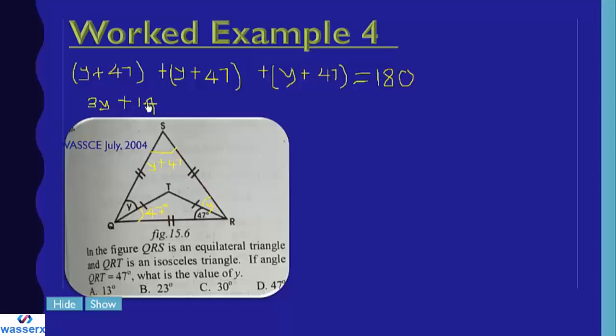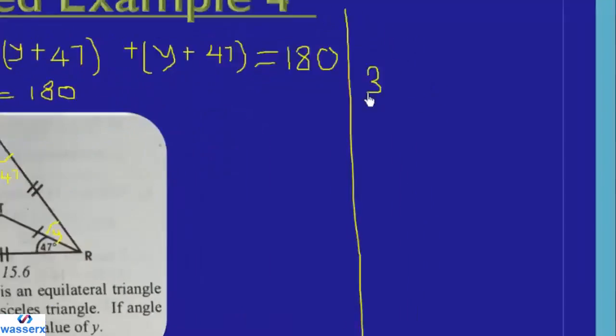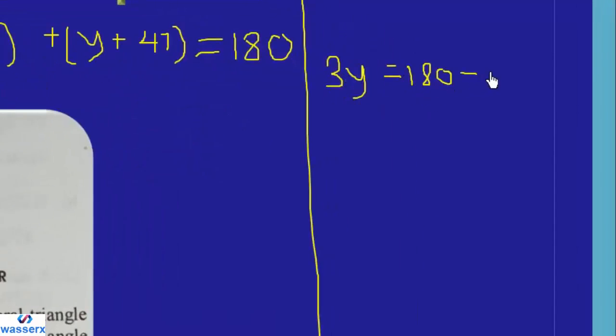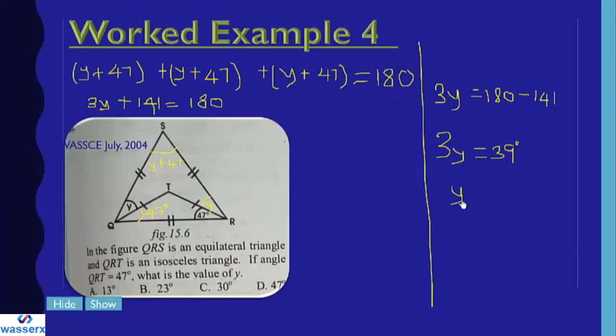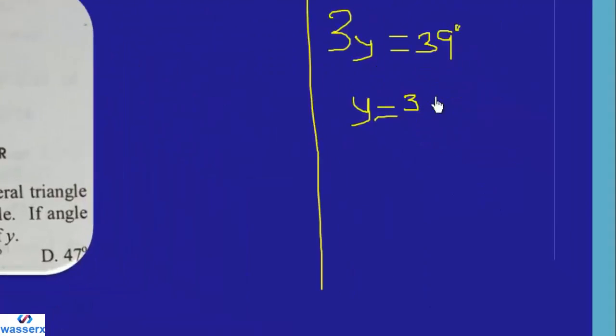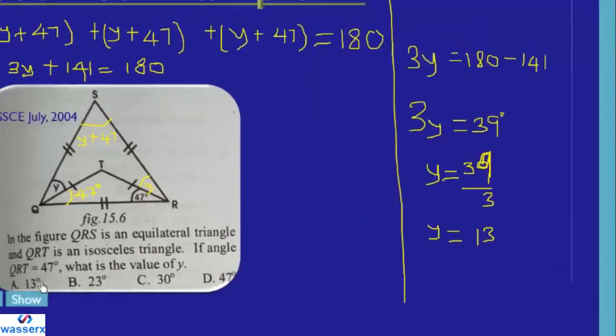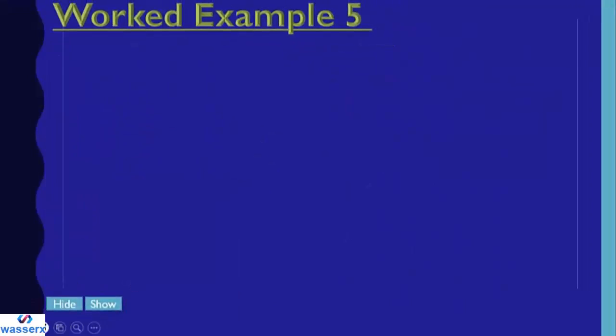So we have 3y plus 141 equals 180. Then we have 3y is equal to 180 minus 141, so 3y is equal to 39, therefore y is equal to 39 over 3, and that will give us 13 degrees. So you could have also done it y plus 47 equals 60, that will give you 13.